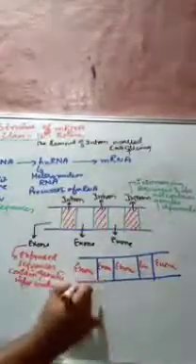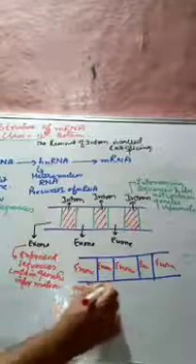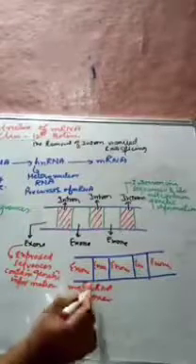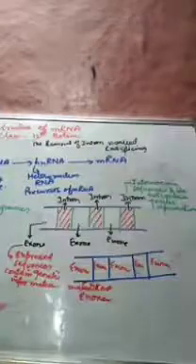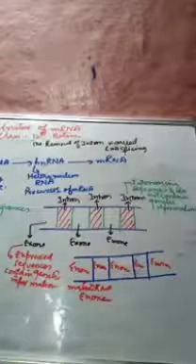Because now the mature mRNA consists of only exons. No introns are found here. In mature mRNA, we see only exons and no introns. So this was all about the structure of this mRNA. Now tomorrow we will proceed further to the different types of RNA, that is tRNA and rRNA.